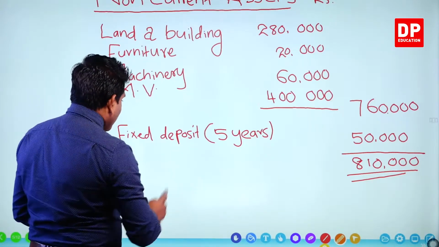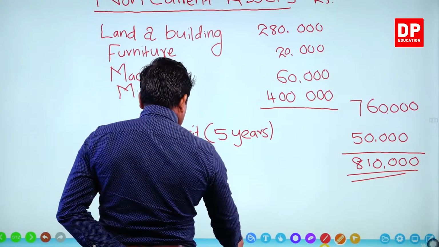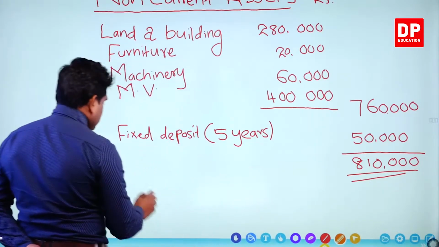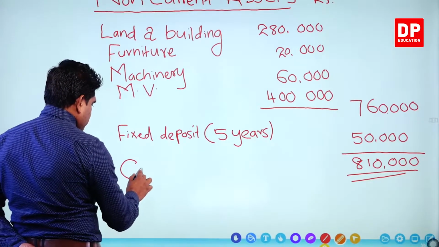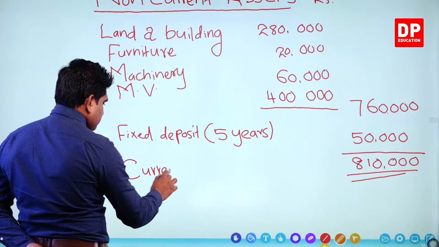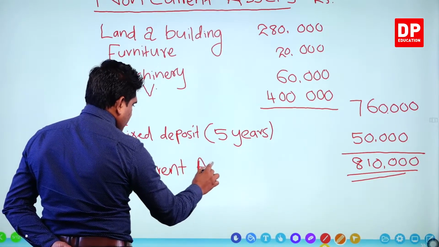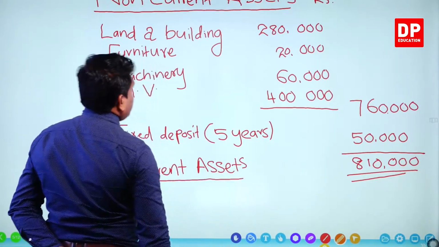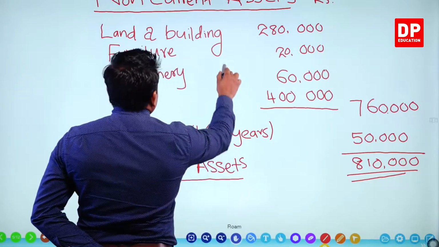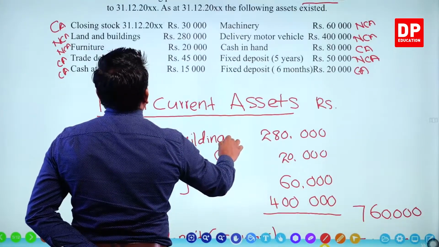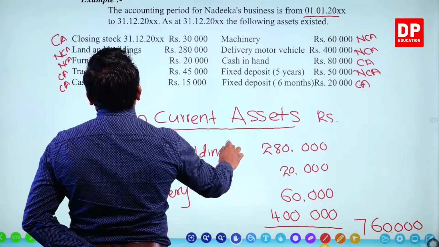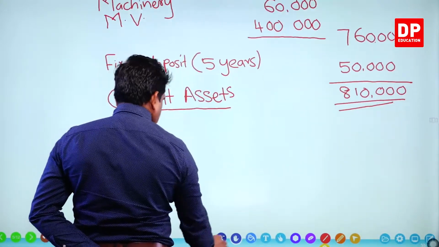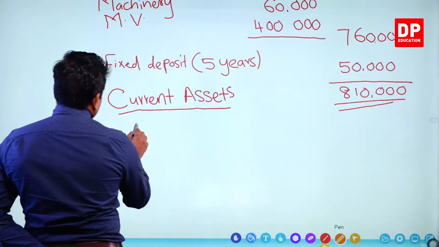This is the way. Okay, now we can see current assets details, right? Here I put current assets. Then you can see here, first one, closing stock 30,000.